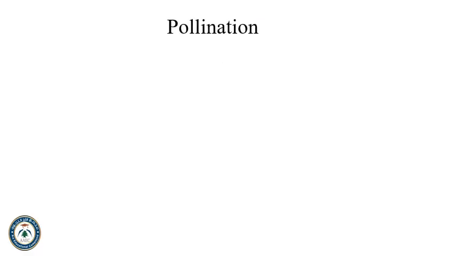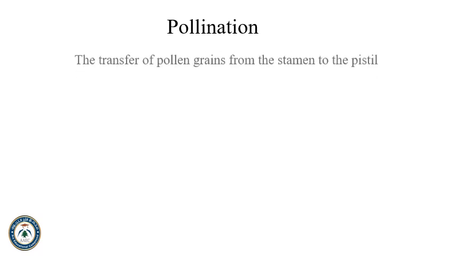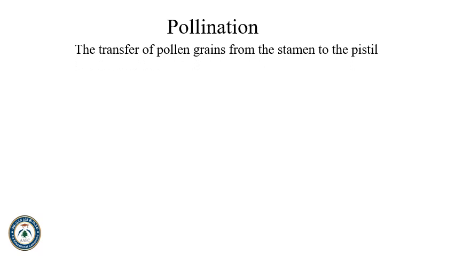Let us start with the first step, which is pollination. What is pollination? Pollination is the transfer of pollen grains from the stamen to the pistil, which means that it is the transfer of pollen grains from the male part to the female part. Pollination can be direct or indirect.